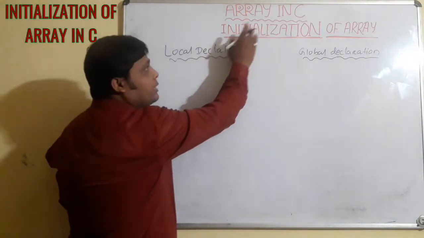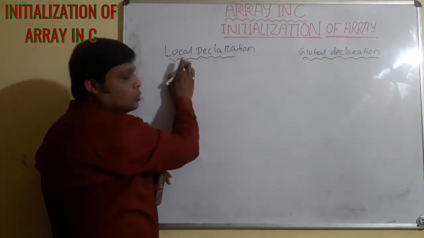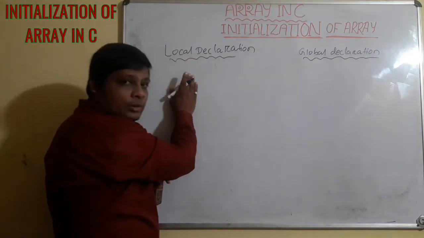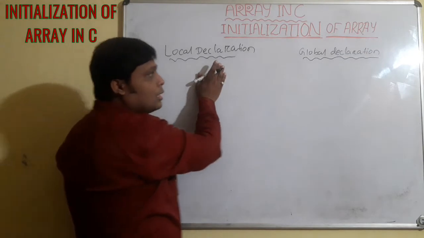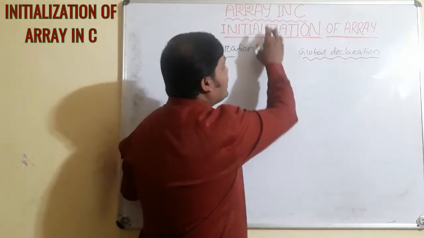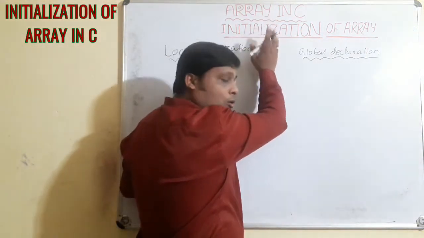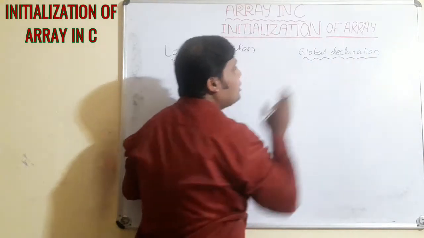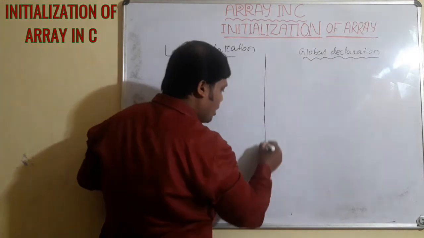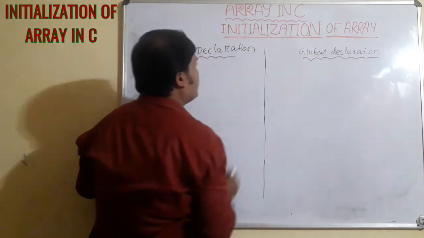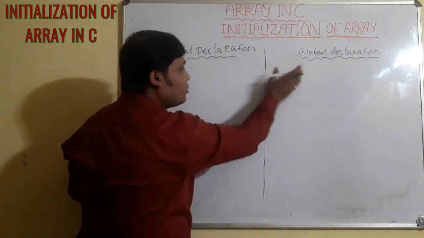So local declaration for an array is to declare the array inside one function or any function. If I am declaring the array outside all functions, then it is global declaration. How will memory be allocated for local declaration and global declaration?